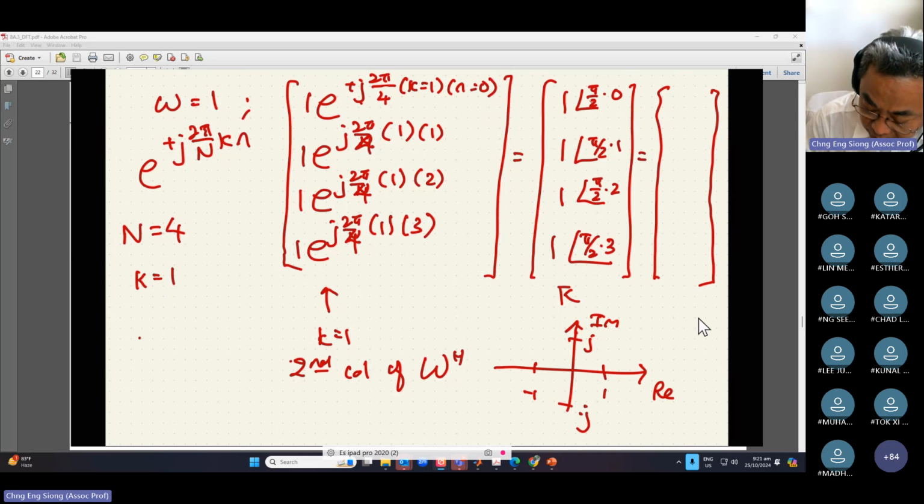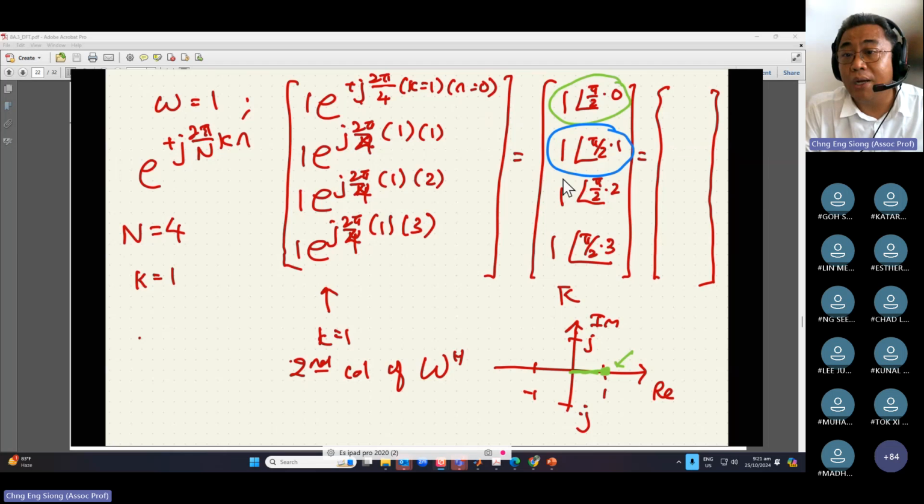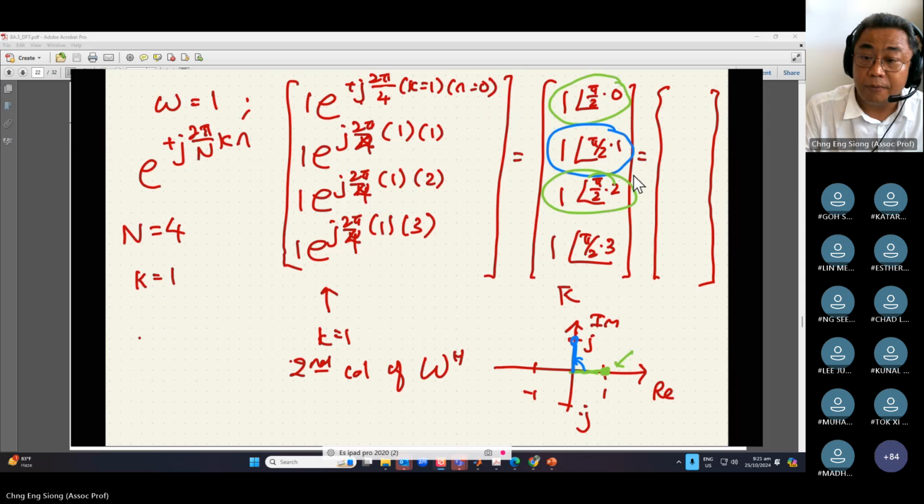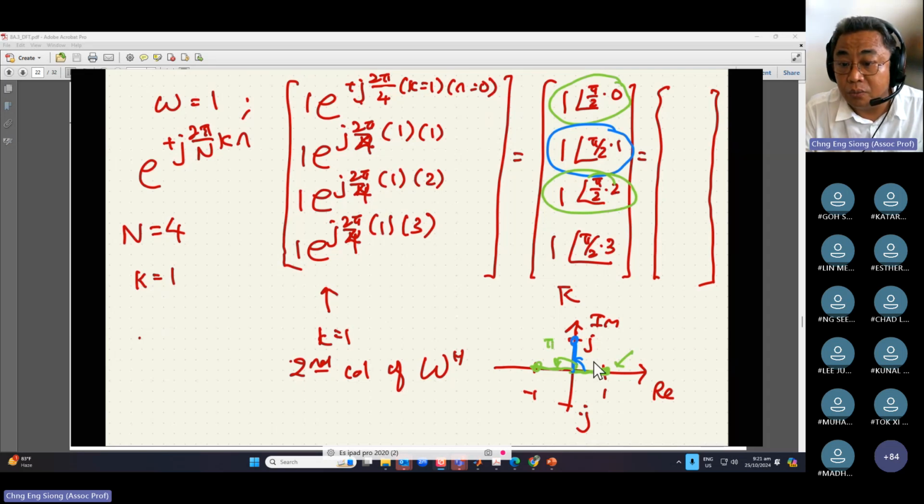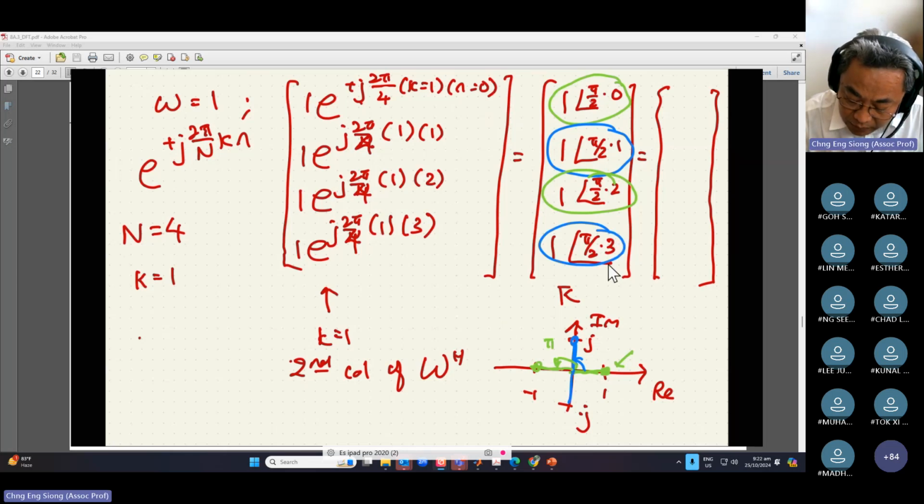So let's use a green guy. So this is the first element here. Second element, let's use a blue. 1 angle pi over 2 means 1 here, angle pi over 2, right? Third guy, green again. 1 angle pi. What is 1 angle pi? Here, pi. The magnitude is 1 angle pi. And the fourth guy, 1 angle 1.5 pi. Where's 1.5 pi? Here, in the bottom.